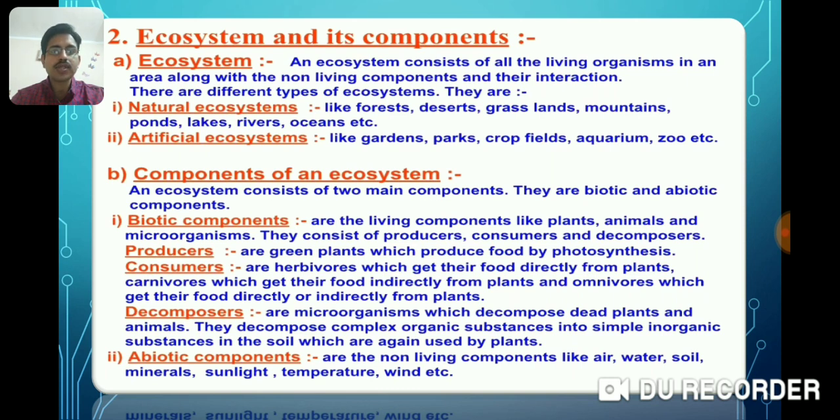Decomposers are the organisms which decompose or decay the dead remains of plants and animals and obtain their nutrition from them. As an example of producers, green plants can be taken. Consumers include herbivores, which include sheep, goat, cow, buffalo, deer. Omnivores include human beings, cockroach, crow, cat, dog, etc. And among decomposers, we have the examples of bacteria and fungi. Abiotic components include minerals, sunlight, temperature, wind, water, soil, air, etc.